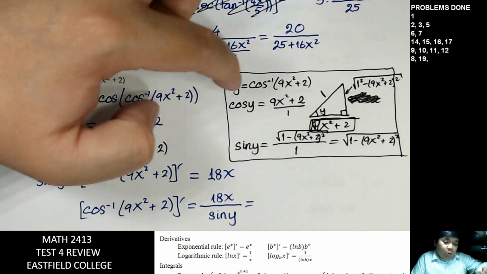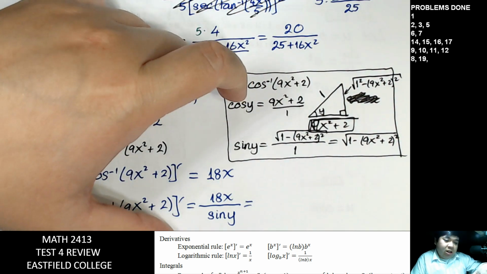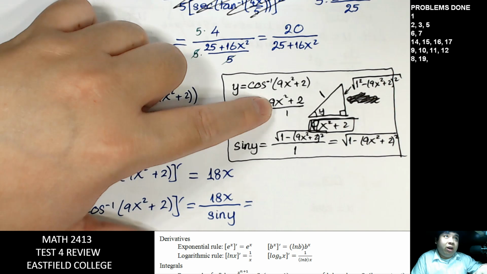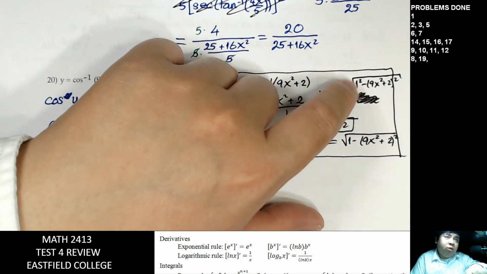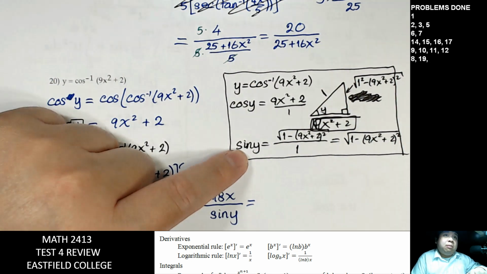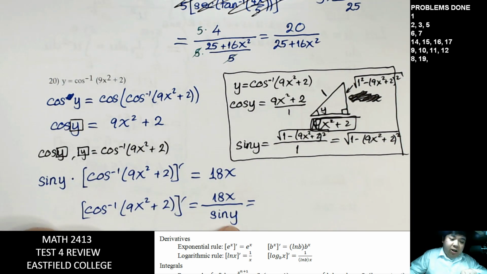Right. So y equals cosine inverse of cosine of y. Like take the cosine on both sides, we have this. Cosine is adjacent over hypotenuse. Find out the opposite, and then we have the sine. And finally, sine is just that, and we substitute in here.